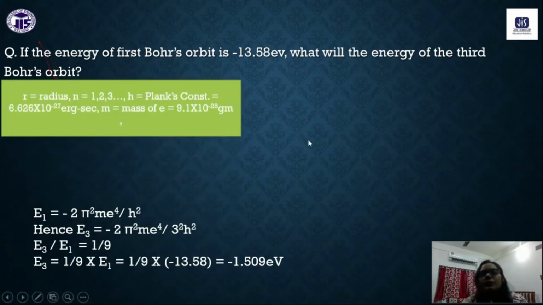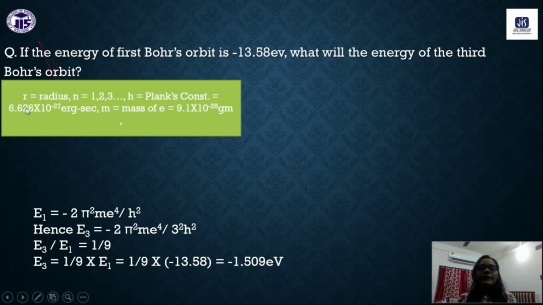If the energy of the first Bohr orbit is 13.58 electron volt, what will be the energy of the third Bohr's orbit? Okay, now here we have to calculate the energy of the third Bohr orbit. So while you are solving the problems, you have to check the question very well. First, you have to determine whether it is the energy of the first Bohr orbit, or you have to determine the energy of the third Bohr orbit. That you have to check very well.